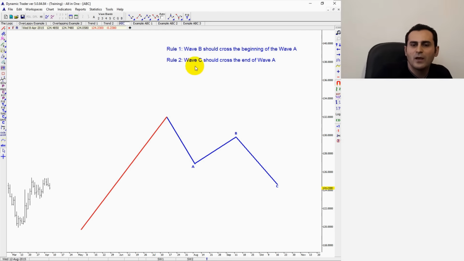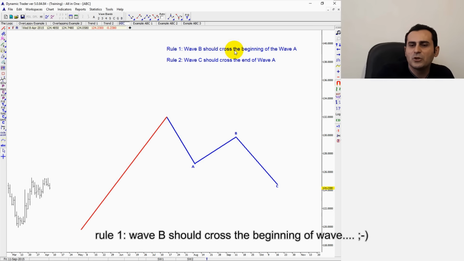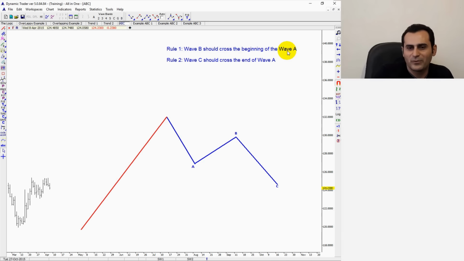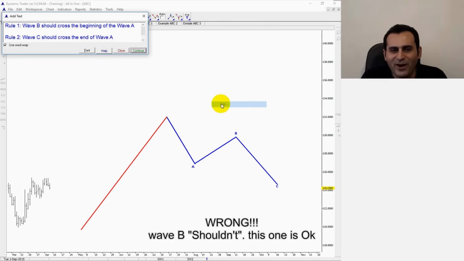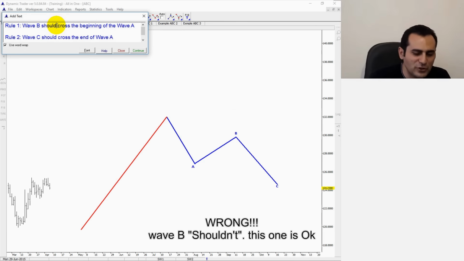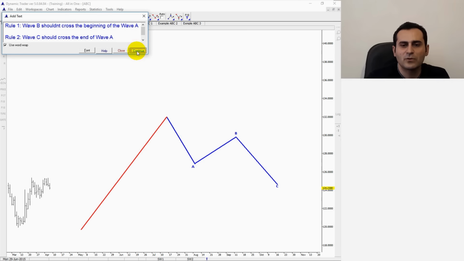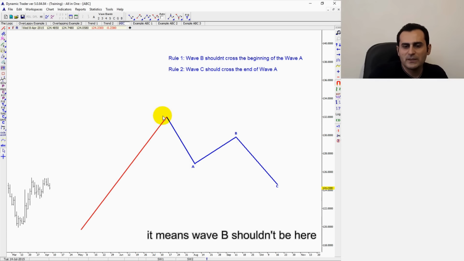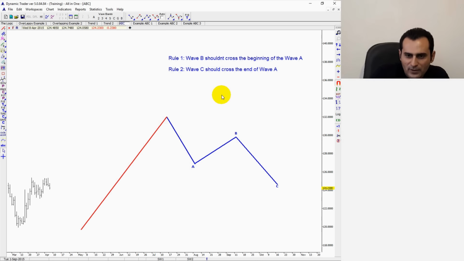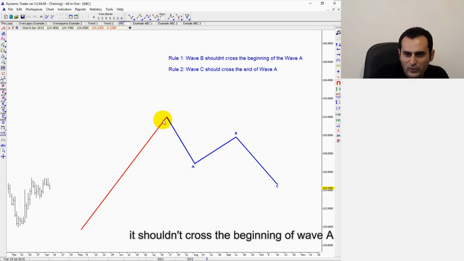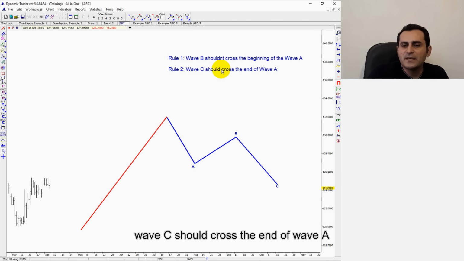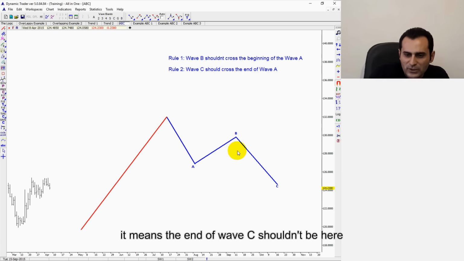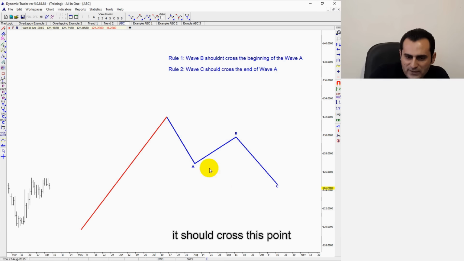Rule 1: wave B should cross the beginning of wave... no, sorry, it's wrong. Wave B shouldn't cross the beginning of wave A. This one is okay. It means wave B shouldn't be here. Rule 2: wave C should cross the end of wave A. It means wave C shouldn't be here. The end of wave C should cross this point.